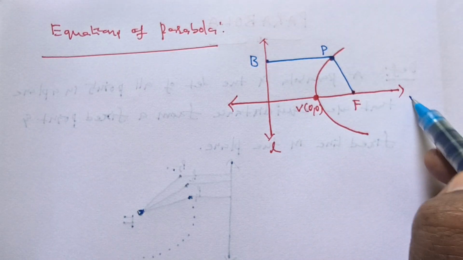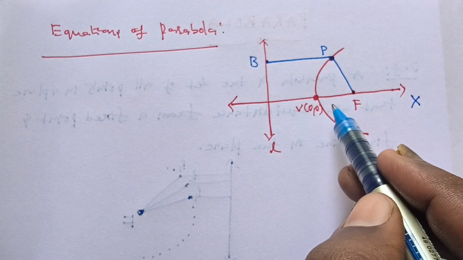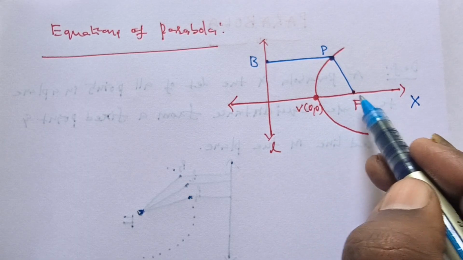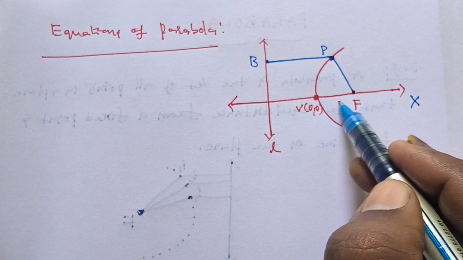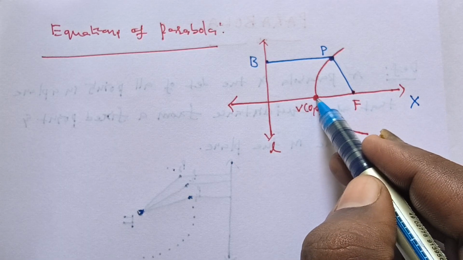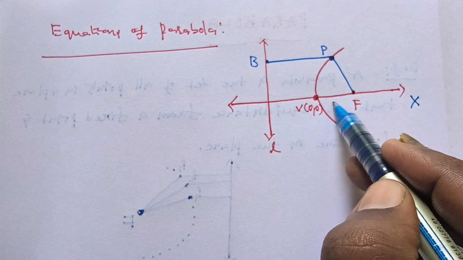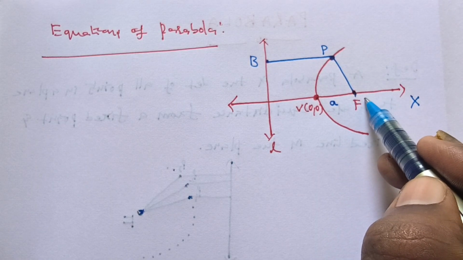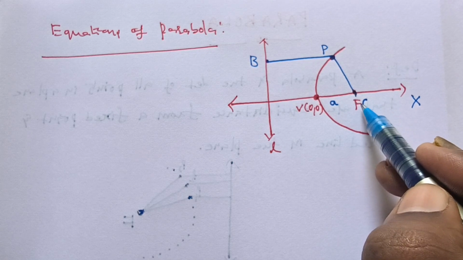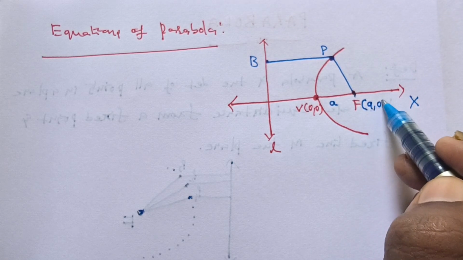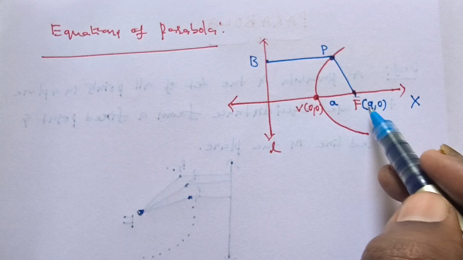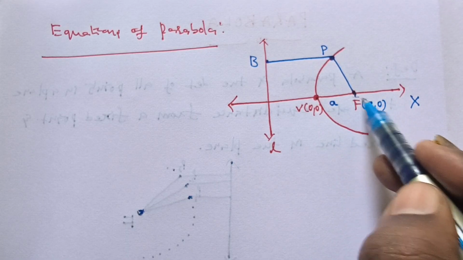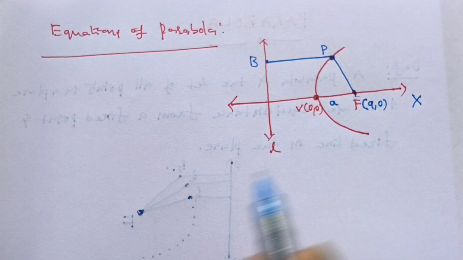Assume this as the x-axis, and from the origin to this point we assume the length is A units. That's why the coordinates of the point F are (A, 0), because it lies completely on the x-axis. The x value is A and there is no y value because it lies completely on the x-axis.